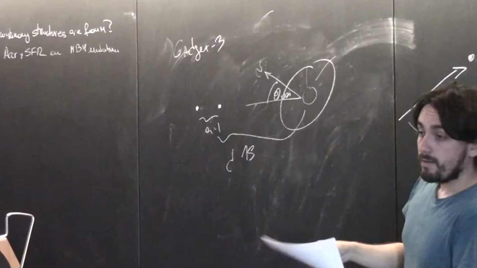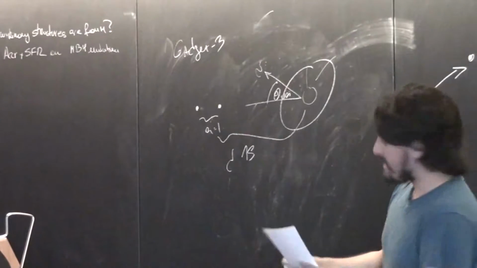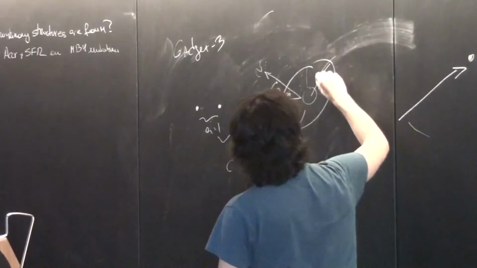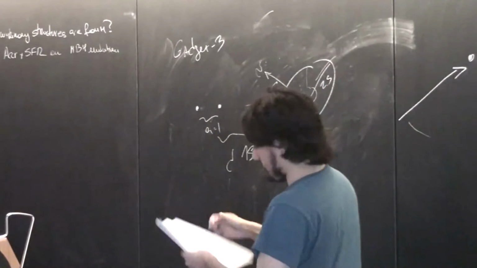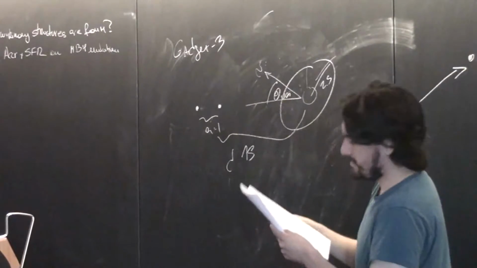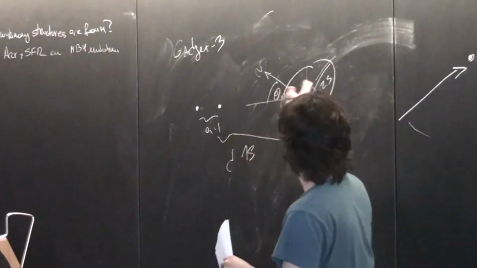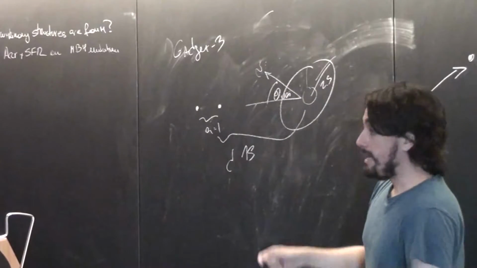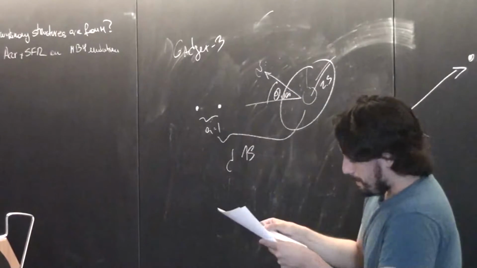How big is your cloud compared to the binary separation? The binary separation radius is 2.5 in the code, if I'm not wrong. Yes, 2.5 in code units, so this is 1.